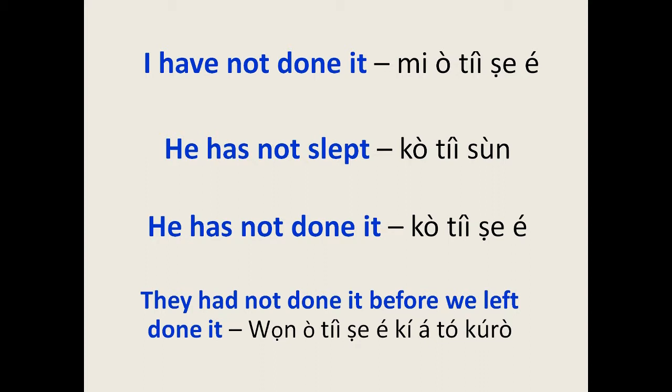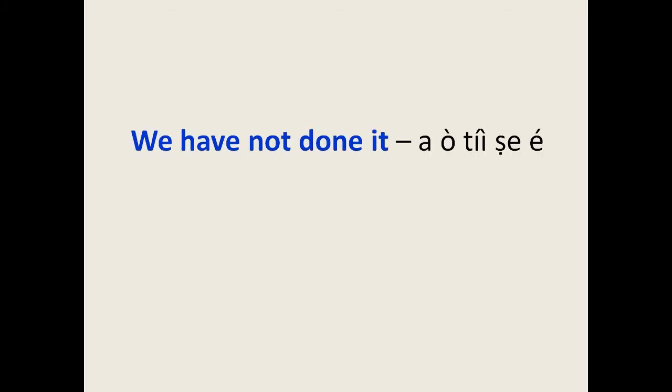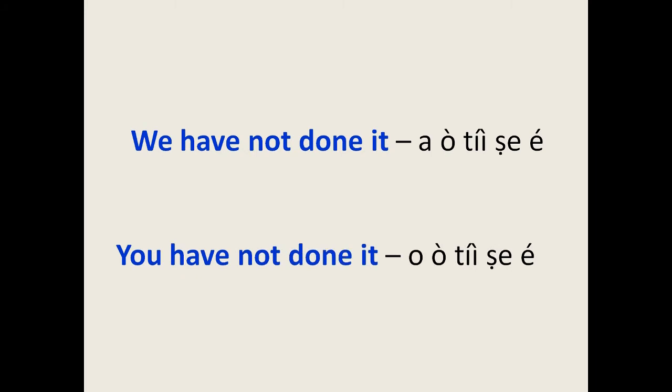So please note how the sounds go, right? Another example, we have not done it. That will be a ò tí ṣe, right? A ò tí ṣe. If it's you have not done it, it will be o tí ṣe. Understand? O tí ṣe. So we are just putting an extension on the o, right, to get to where we are going. Don't forget, I have not done it is mi ò tí ṣe. So please note that, and you'll easily be able to construct your sentences with have.